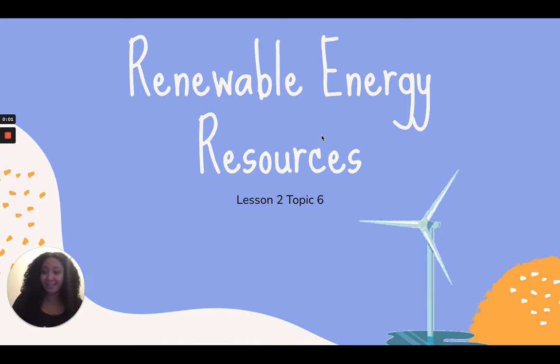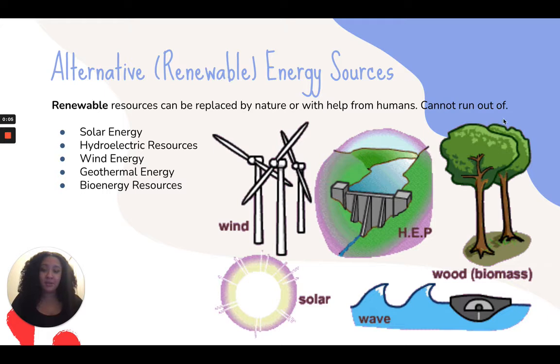Back. Let's get into lesson 2 of topic 6, renewable energy resources. So we talked last time about non-renewable energy resources. Let's look into renewable energy sources. So these are considered alternative, again, renewable energy sources, alternative being alternative from fossil fuels. So these renewable sources can be replaced by nature or replaced with the help of humans. So we can't run out of it.